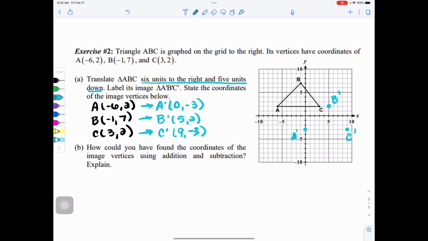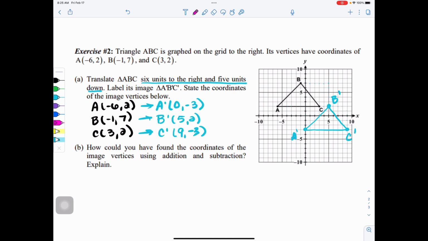And then we can connect our shape. And we know that all the properties were preserved. So when we're done, we should see the same orientation, the same shape, the same side length, and the same angle measure. It should look like it just slid over and down to a new position. So, how could you have found the coordinates of the image vertices using addition and subtraction instead? Explain. So this is going to connect us back to what we were doing in the previous investigation.